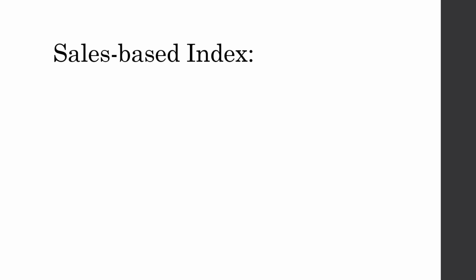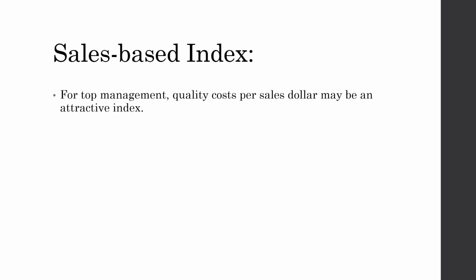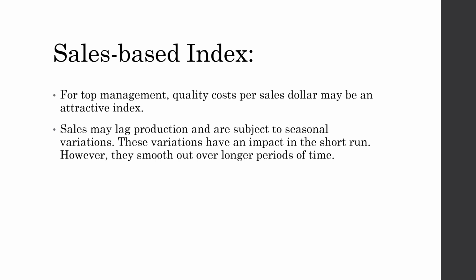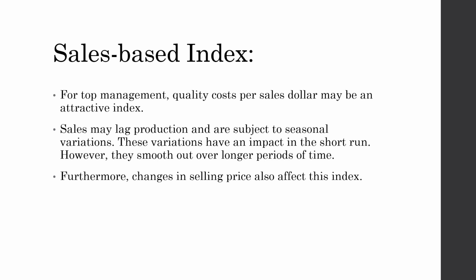For top management, quality costs per sales dollar may be an attractive index. It is also known as the sales-based index. It is not a good measure for short-term analysis, but for strategic decisions, top management focuses on the long-term outlook. Sales may lag production and may be subject to seasonal variations, like during Christmas there may be an increase in the sales of toys. These variations have an impact in the short run, but they smoothen out over longer periods of time. Furthermore, changes in selling price also affect this index.